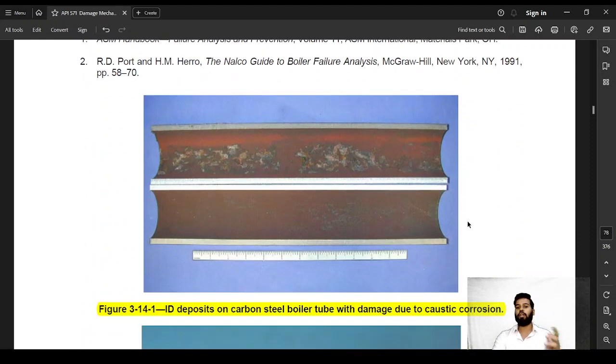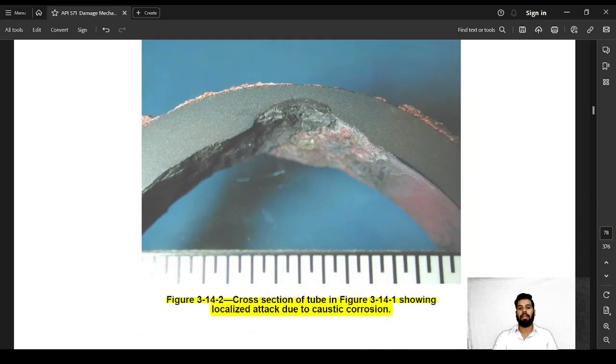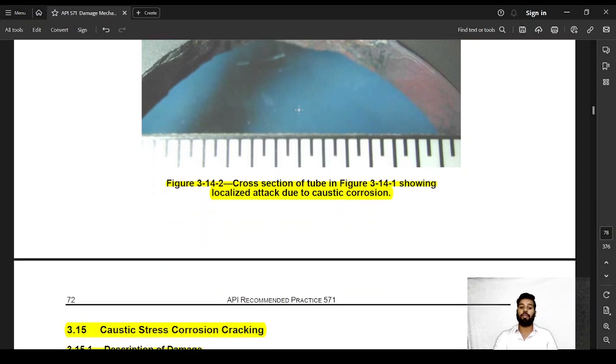So this is boiler tubes, and inside the boiler tubes you are seeing localized areas where you can see thickness losses. In this case also, this is caustic gouging. At this location a large chunk of material has been removed and it is filled with some corrosion products. Okay, so this was all for caustic corrosion. In the next video we'll talk about some other damage mechanisms.